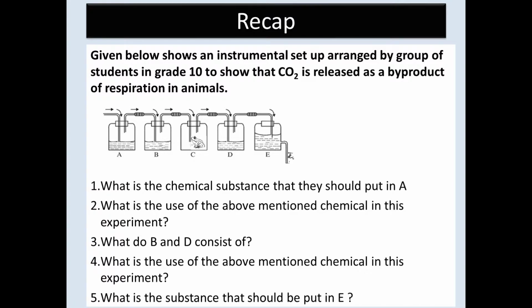What is the substance that they should put in E? E contains water. The bottle E is useful to make the suction pressure required to make the air flow through the system, through the bottles A, B, C and D respectively. On the next slide, some more questions have been given. You have to pause the video and try to answer these questions.